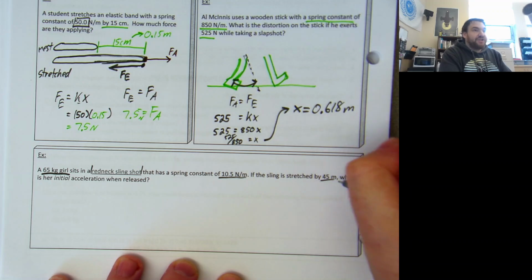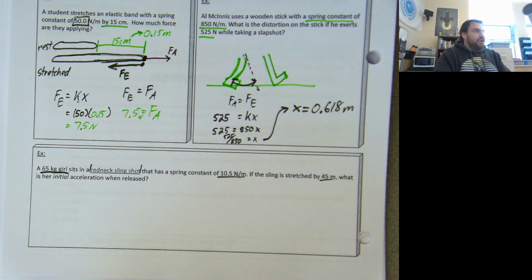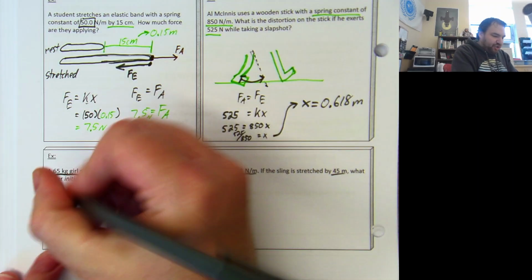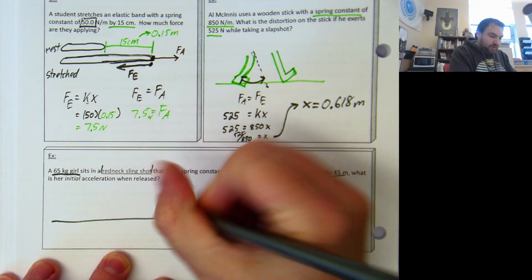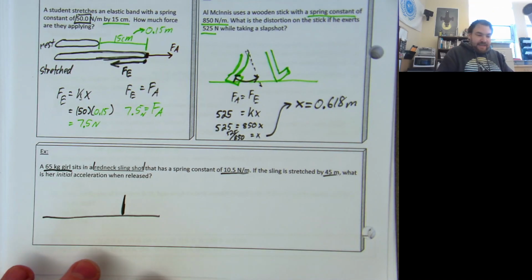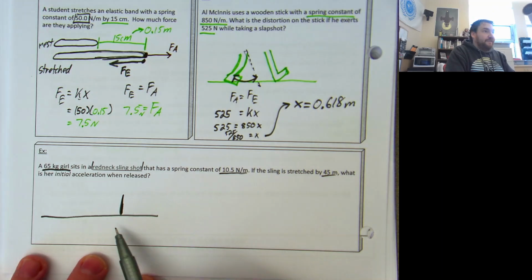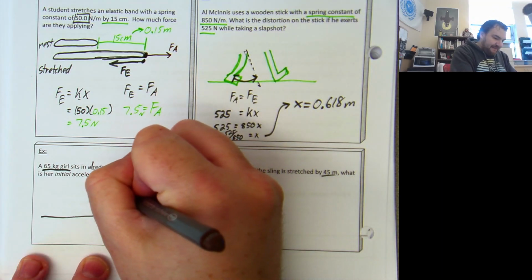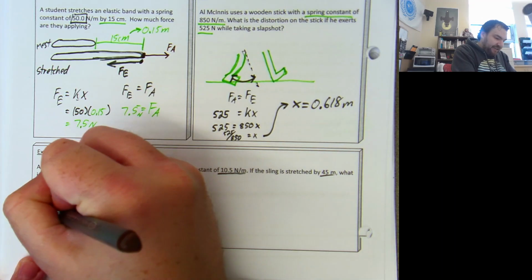If the thing is stretched 45 meters, so the redneck slingshot is built at the center line on the football field, and then is stretched to the end zone, what is going to be the initial acceleration of the girl when it's released? So here's the picture. You have your redneck slingshot. It is stretched. This is the center line on the football field. And she's over here in the end zone.